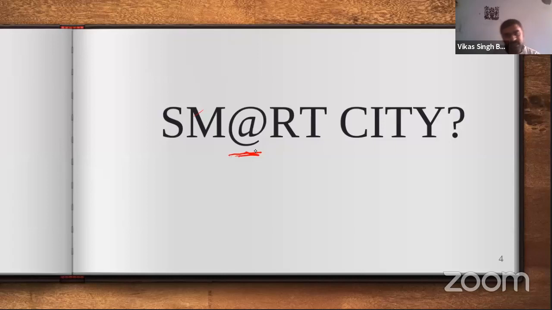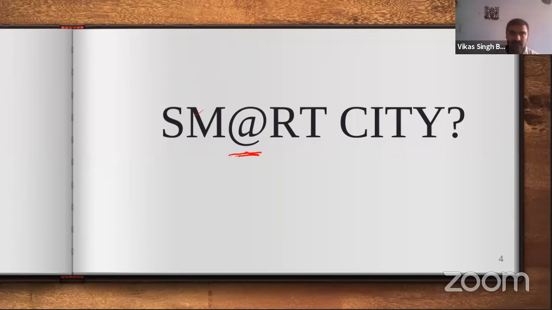Similarly, the definition of a smart city differs as per the requirement of the residents of that particular city. So that's why there is no particular specific definition available, still I will give some definitions.